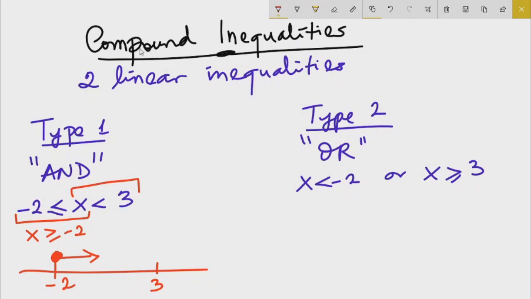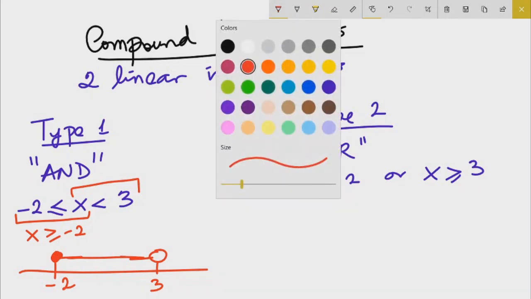But the second inequality, we have x less than 3. So when you are on 3, you want to use an open circle because it's just less than, and you are going towards the left. As you can see, both arrows are going towards each other. So we can actually remove the arrow and join the lines together. In this case, you can see that both points of the inequality are connected. So that is the example of the AND case.